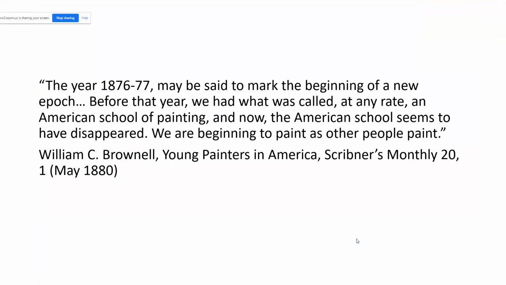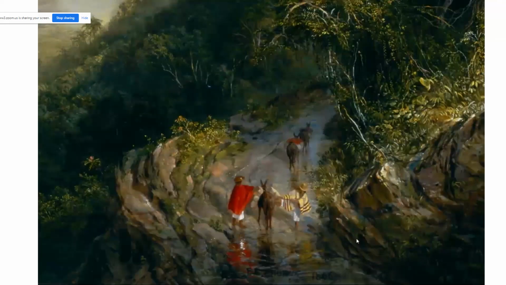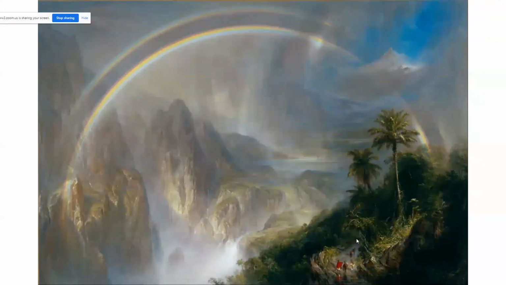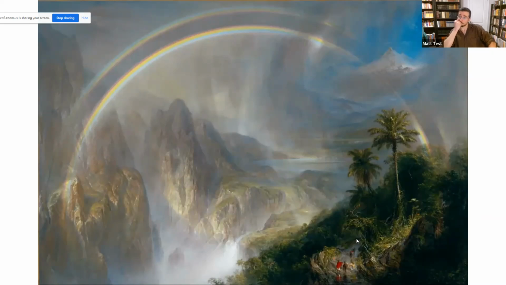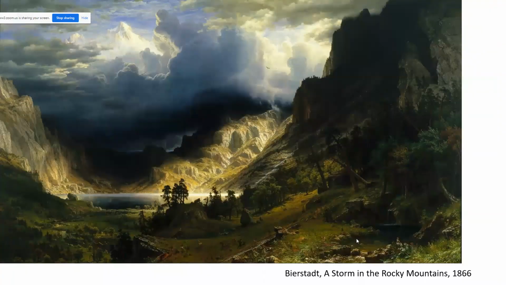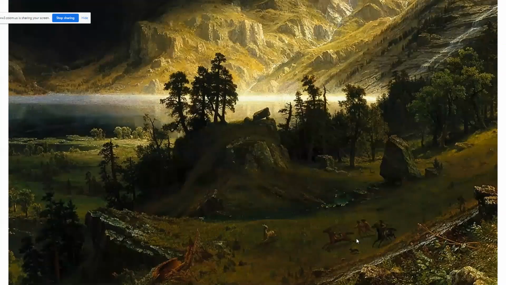Can you go back to that picture real quick? Was that last painting Church that did it, or Bierstadt? This is Church. Oh, this is Church, and then the other one was Bierstadt. This is Bierstadt. Yeah. Interesting. Okay. Thank you.